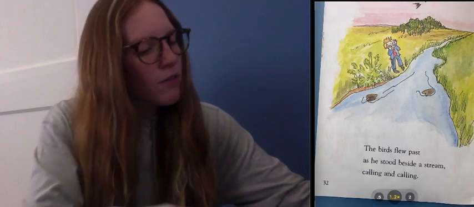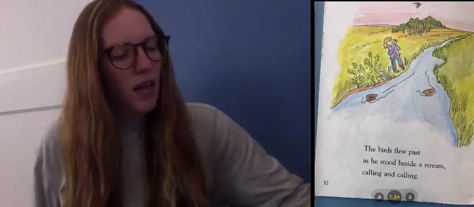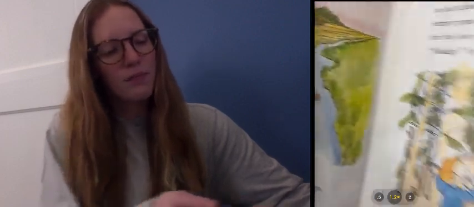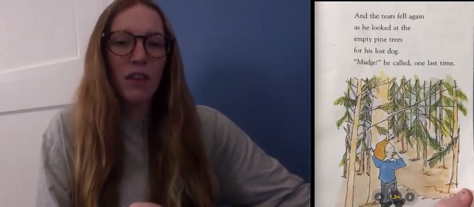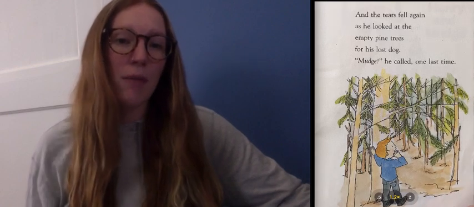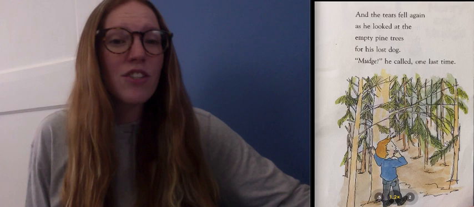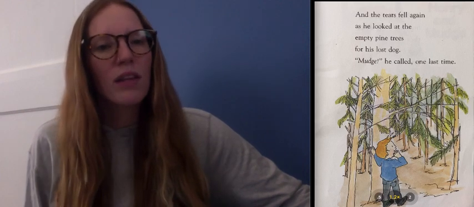The birds flew past as he stood beside a stream, calling and calling. And the tears fell again as he looked at the empty pine trees for his lost dog. Mudge, he called one last time.